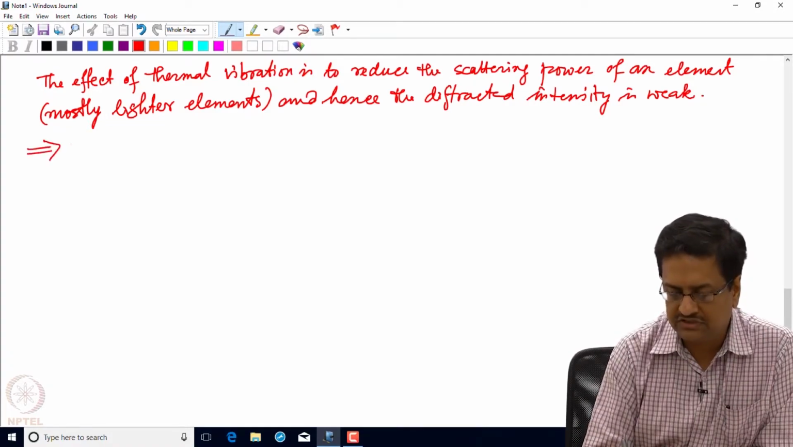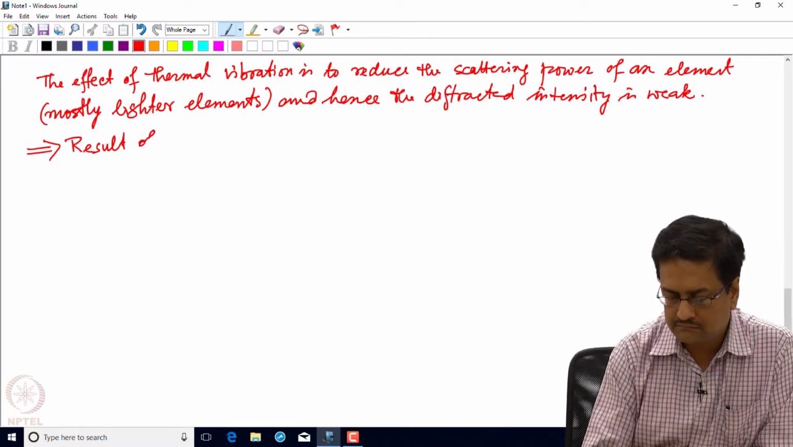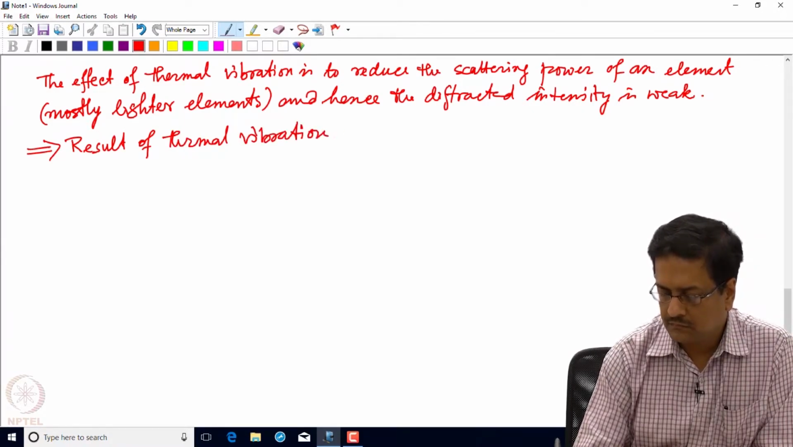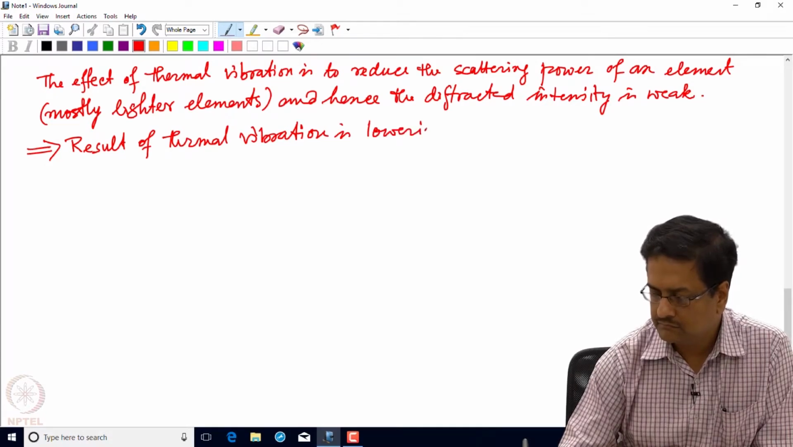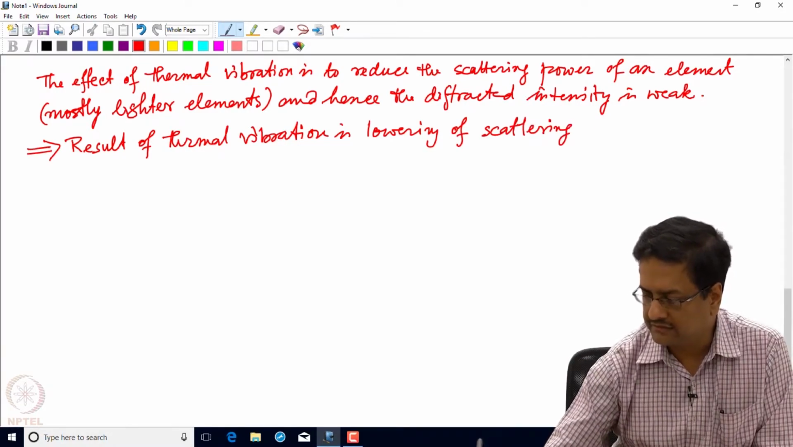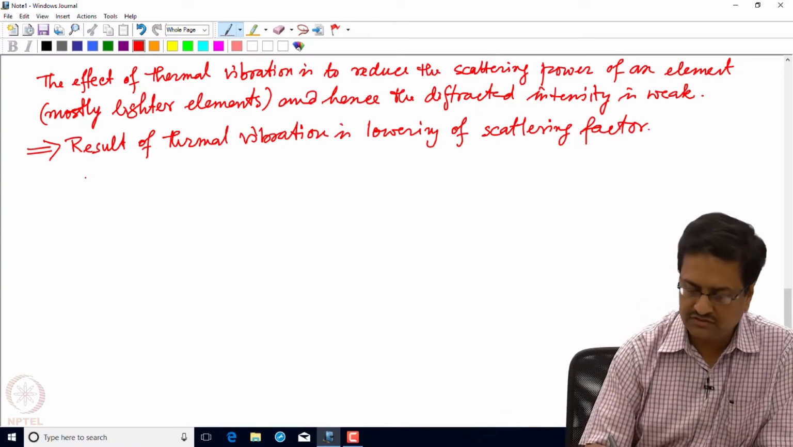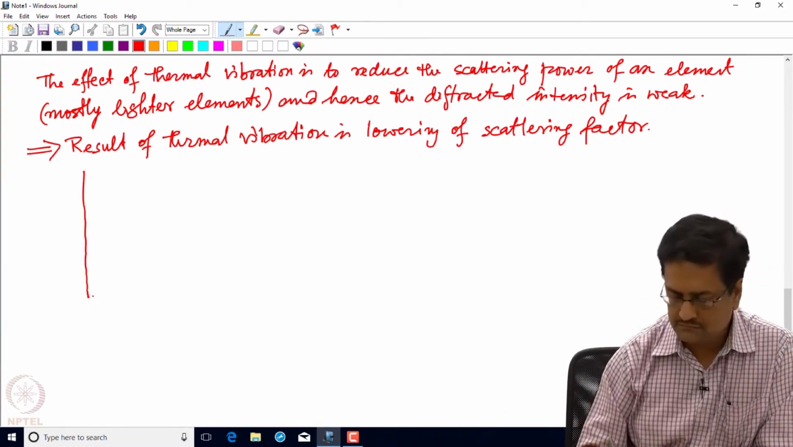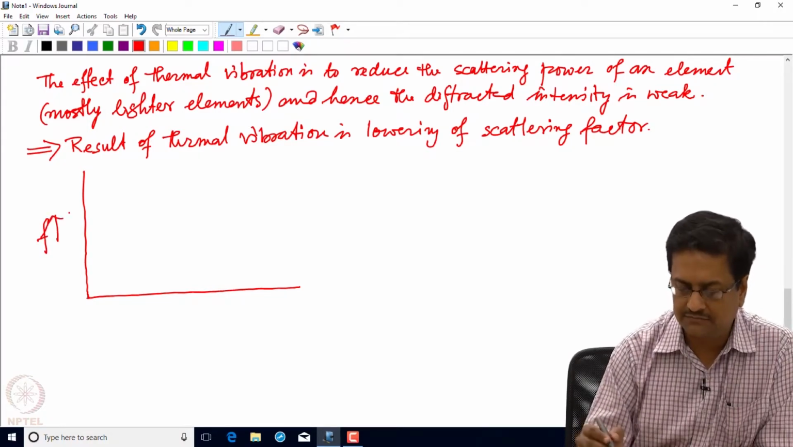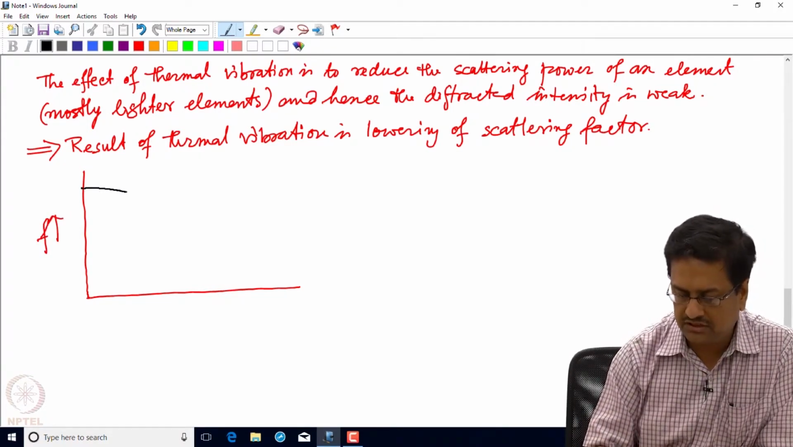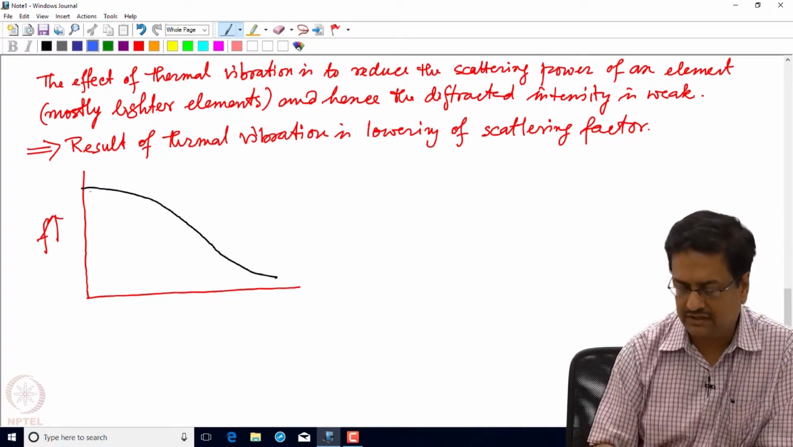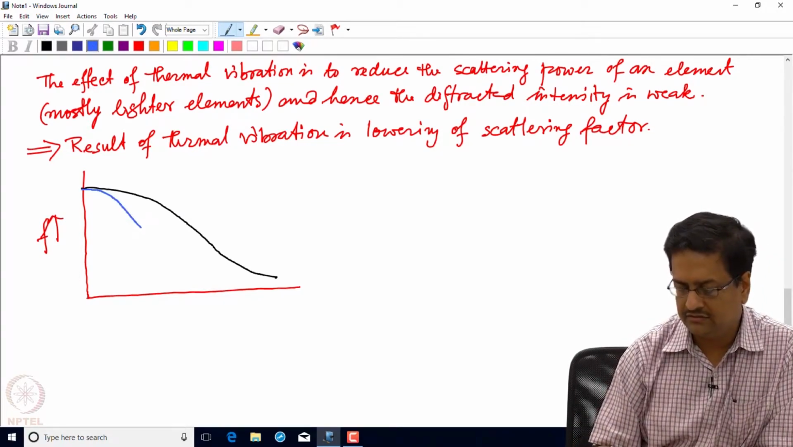The result of thermal vibration is lowering of scattering factor, which means if this is the scattering factor curve for an element without the thermal vibration, the same atom would have a scattering factor varying like this with thermal vibration.